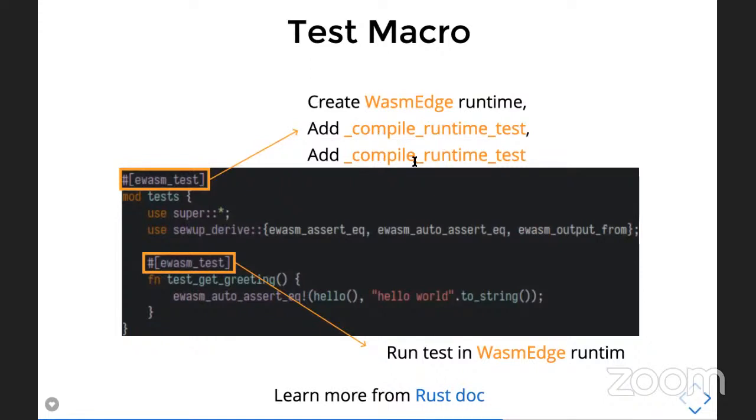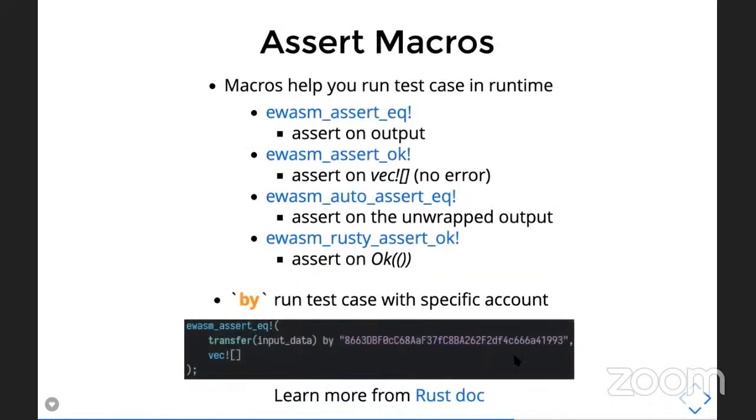One is the compile runtime test. Another is the compile constructor type test. Sorry about this, this is just a typo here. And the following test, get greeting, will be run in WebAssembly. And there's a bunch of test assertion macros, such as equal, so okay, or auto is for the main function auto type, and rusty is for the main function rusty type.